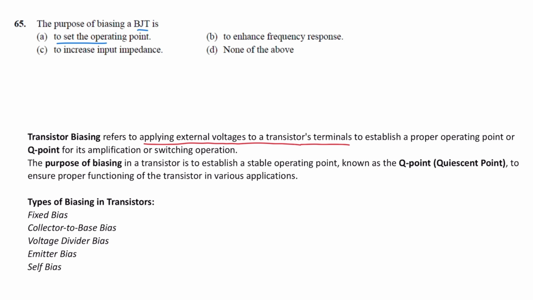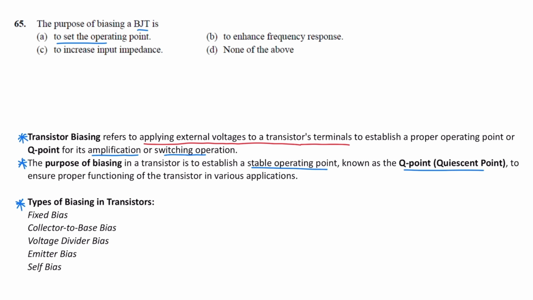The purpose of biasing a transistor is to establish a stable operating point known as the Q point or quiescent point, to ensure proper functioning of the transistor in various applications, that is amplification and switching on and off. Different types of biasing in transistors are fixed bias, collector to base bias, voltage divider bias, emitter bias, and self bias.